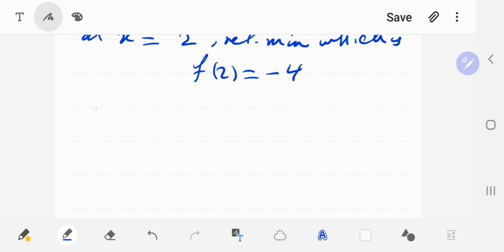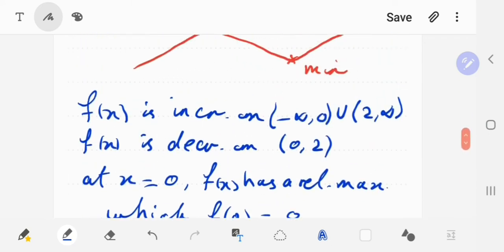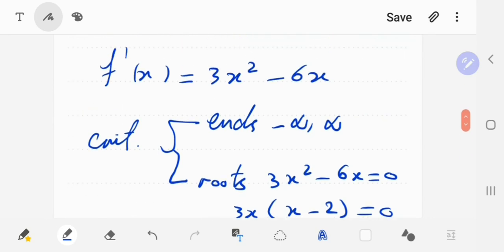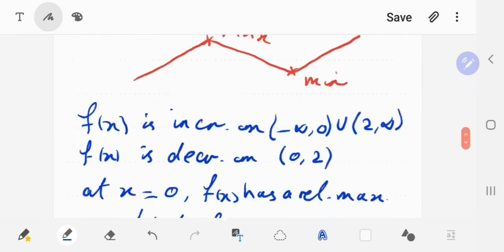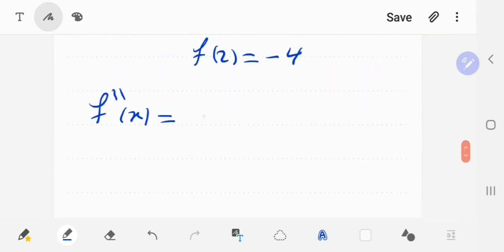We have to follow with the second derivative in order to be able to identify intervals of concavity. So f double prime of x will be equal to, let's go back to f prime. Here is f prime. So f double prime will be 2 times 3, 6x minus 6. So f double prime is 6x minus 6.